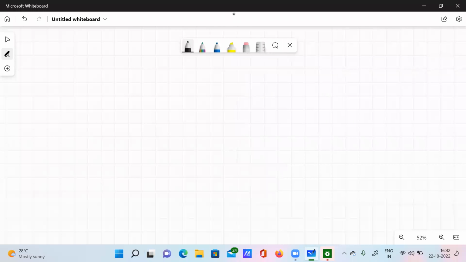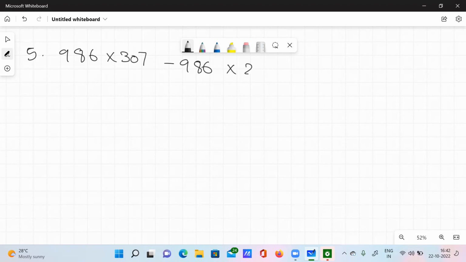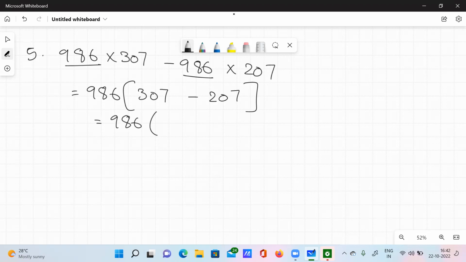So now let's look at another problem, the fifth problem: 986 into 307 minus 986 into 207. Okay, so this is also the same. Why? Because see here, 986 is common. So 986 of 307 minus 207 here. What's the value here? 307 minus 207 is nothing but 100. So you will get the value of 986,000. This is our value here, right?